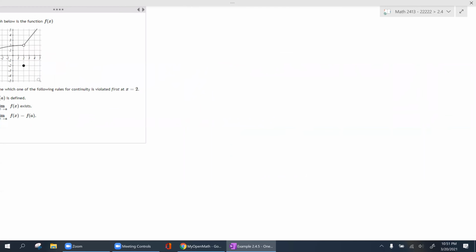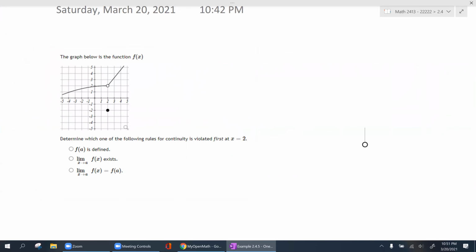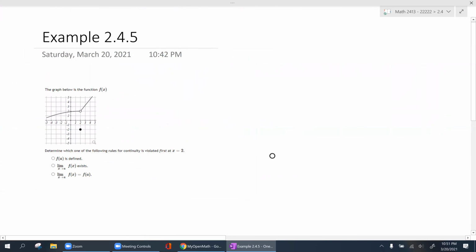For this example, 2.4.5, I'm told to determine which of the following rules for continuity is violated first at x equals 2. That it's violated first. Let's see here. It cannot be this one because that's defined, so I know that cannot be my answer. I know that the limit exists, as it approaches from the left and from the right, that is 2.